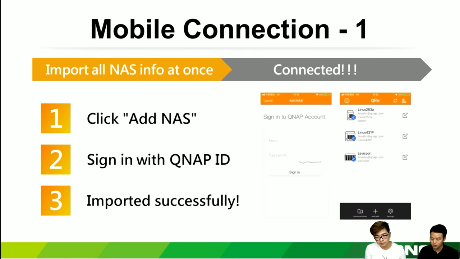As you are switching on every single mobile app from QNAP, just click Add NAS and sign in with QID. We will import every connection information that's stored on the cloud, tying in with your QNAP ID. Like you see in the screenshot, I store three different NASes tied with my QNAP ID. As I type it in, it will just bring up these three connections. I don't need to input them manually.